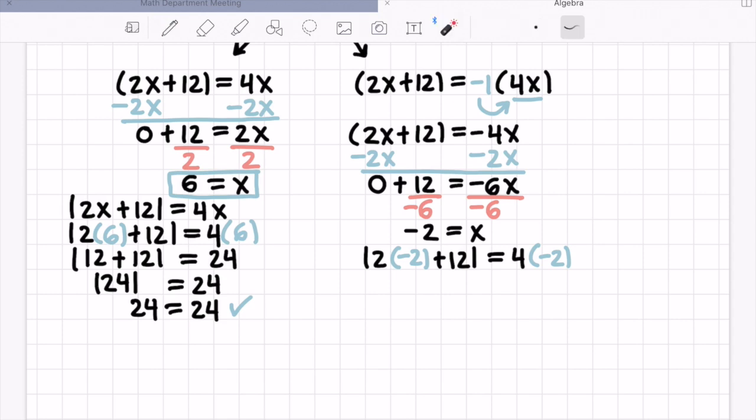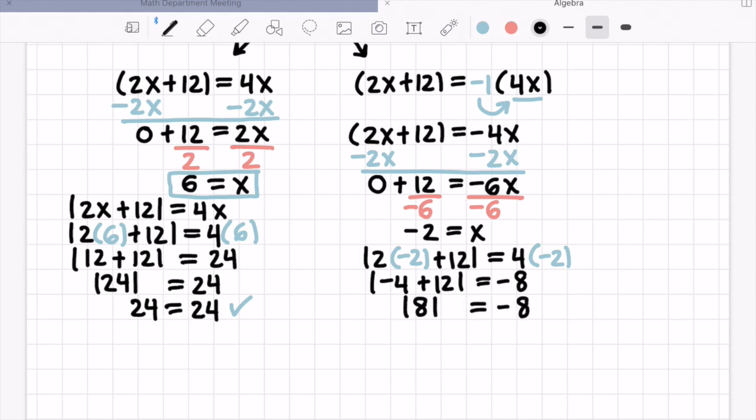Next step is to solve everything inside my absolute value. So I see here that 2 times negative 2 gives me negative 4, plus 12, and I close those absolute values, and then 4 times negative 2 gives me negative 8. Then over here, I see that negative 4 plus 12 equals positive 8, with the absolute value still. I drop down my negative 8. Absolute value of positive 8 just gives me positive 8. And so I'm left with positive 8 equaling negative 8.